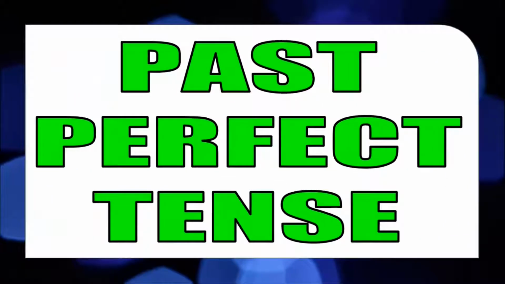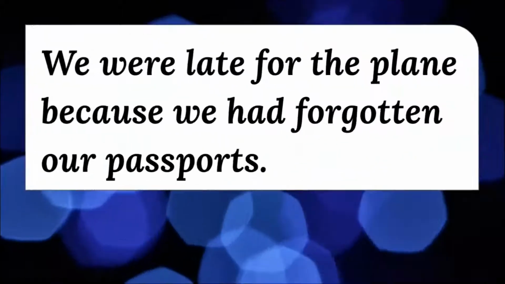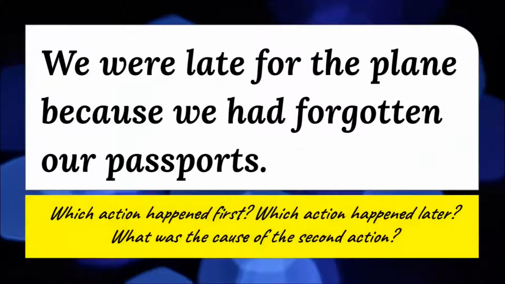Past perfect tense. Let's look at this sentence. We were late for the plane because we had forgotten our passports. This sentence has two actions. Which action happened first? Which action happened later? What was the cause of the second action? To find out the answers to the following questions, let's discuss past perfect tense.